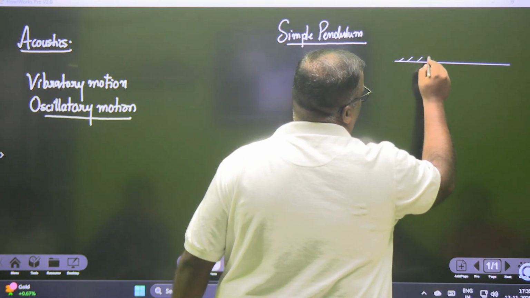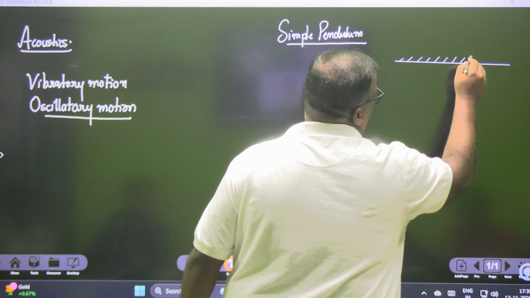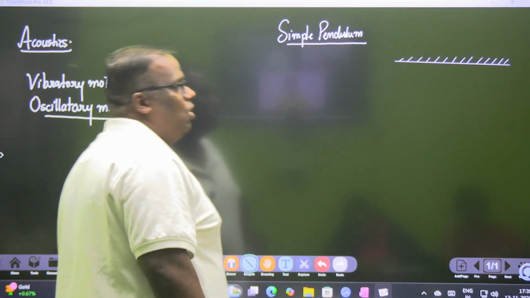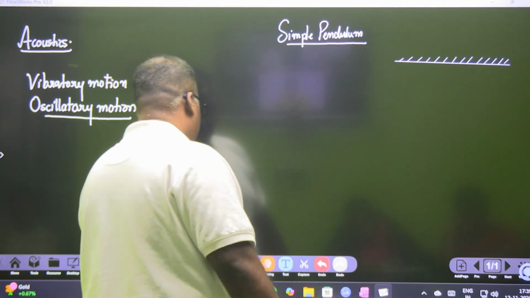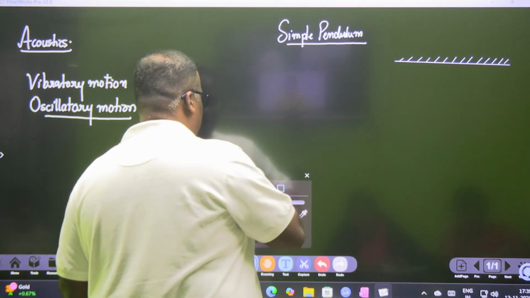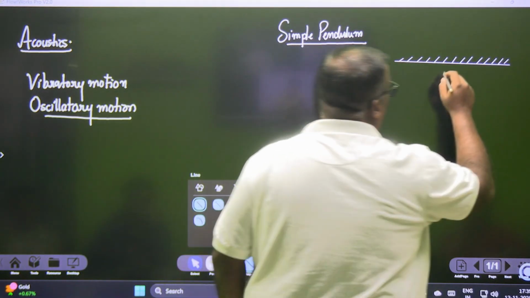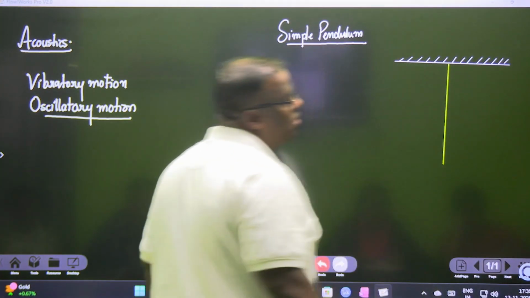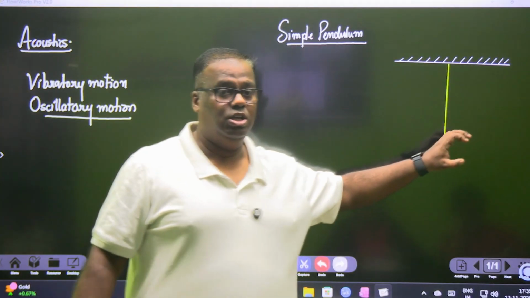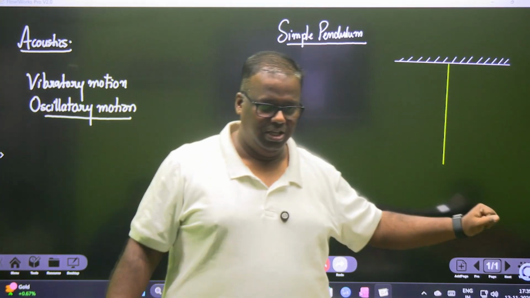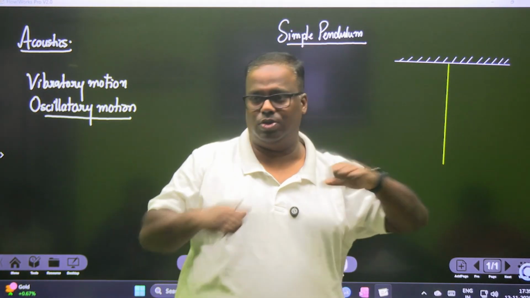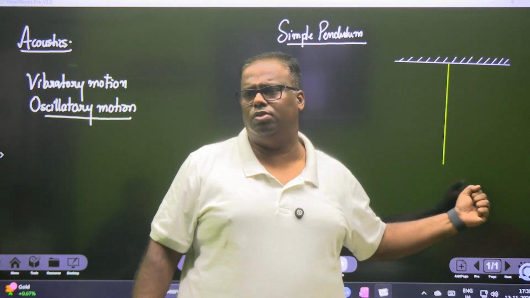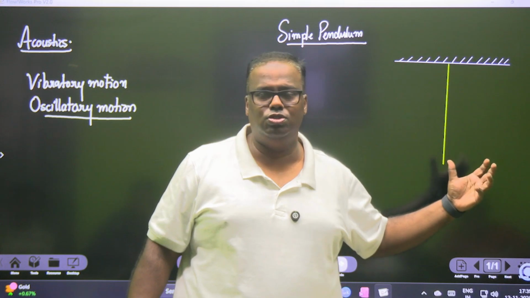A simple pendulum will have a rigid support, and this support can be a bar or a ceiling or a stand. And from there, we will have a non-stretchable string. Non-stretchable, you can't stretch it. It does not have elasticity that you can increase its length. Have you understood? However, this should be under full tension. It should not be in a loose format.